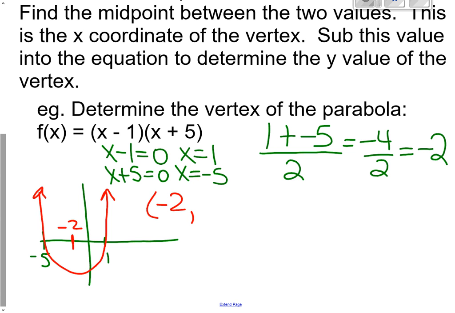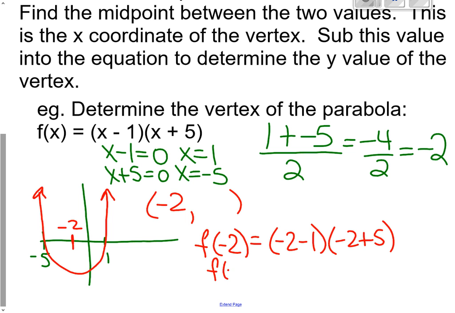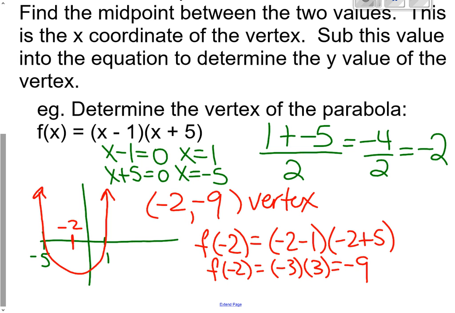So my vertex is at -2, comma something. We need to figure out what that something is, and the way to do that is take that -2 and put it back into your function. So we're going to find f(-2), which means I have (-2 - 1)(-2 + 5). f(-2) = -3 times 3, which is -9. Therefore, my vertex must be at (-2, -9), which would be, let's say, here on this graph.